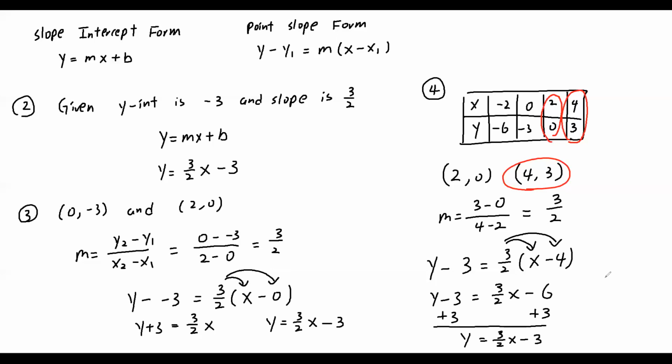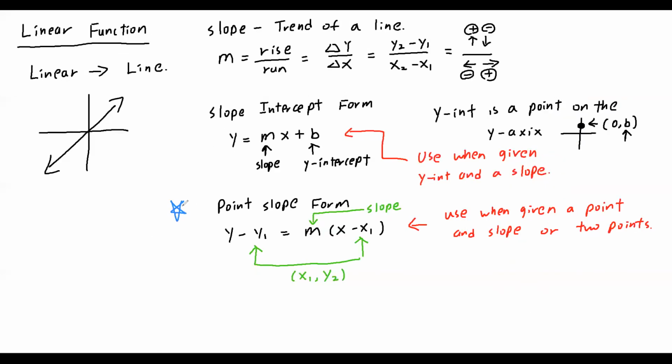And that's it. So in summary, linear means a line. Slope is just the trend of a line or how the line behaves, which is represented by the symbol m. And the equation to find slope is y2 minus y1 over x2 minus x1. To write an equation of a line, we need to remember 2 formulas. Slope-intercept form, y equals mx plus b, where m is the slope, b is the y-intercept. Remember, y-intercept is always referring to the y value of the coordinates, and it is always located on the y-axis.